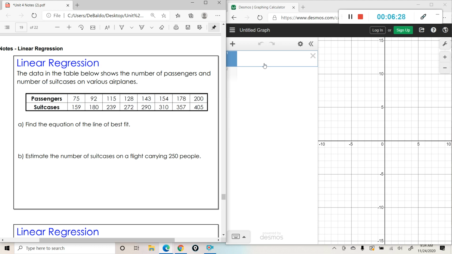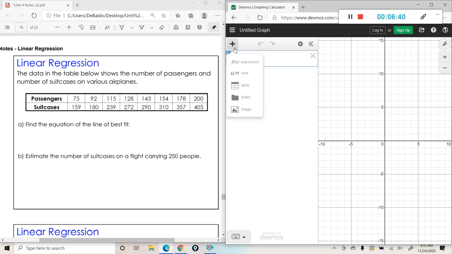I'm going to go ahead over here to Desmos, and I'm going to open up a new little tab, and I have to actually put these data points into Desmos. So I'm going to go to this little add item plus sign, and I'm going to choose table of values. And this is kind of the tedious part where you actually have to type in all of these numbers. So I'm going to go ahead and put all of my passengers under X, and then I'm going to put my suitcase in under Y.